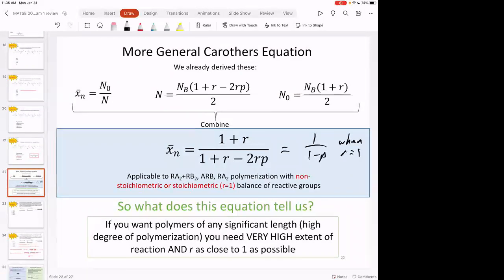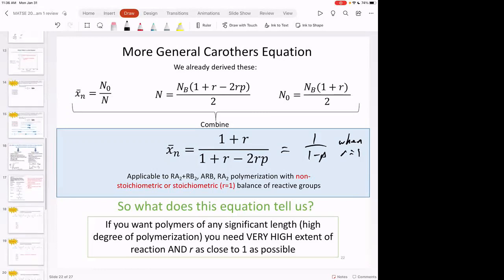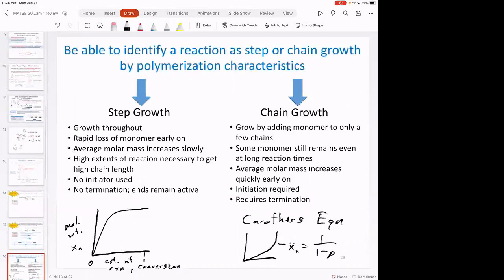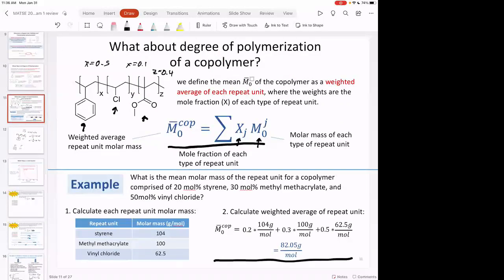Yes. For poly addition, is that just in regards to one monomer, or can it be a monomer plus a monomer for poly addition? Yeah, so for addition reactions, remember we talked about polyurethanes and polyureas. Those are two different monomers. And since addition polymerization is step growth polymerization, if we make a copolymer, right, these are addition polymers right here, or polyaddition, and there's two different monomers in there.